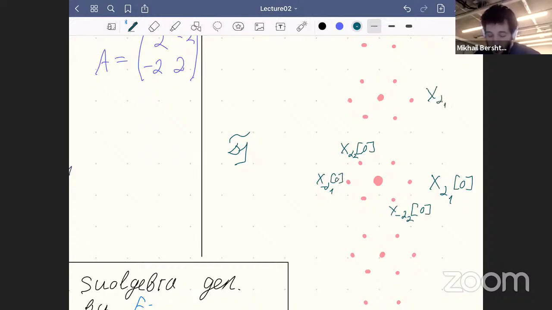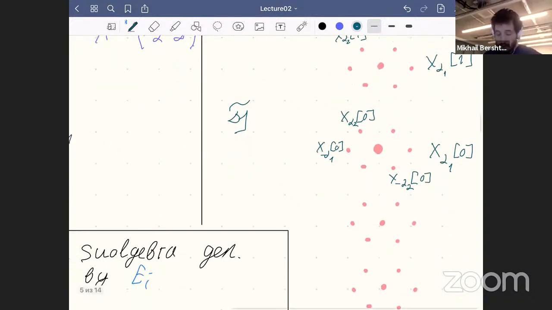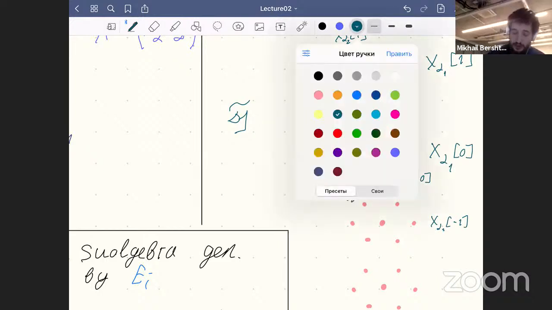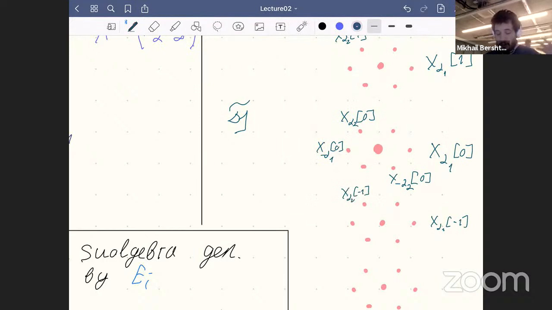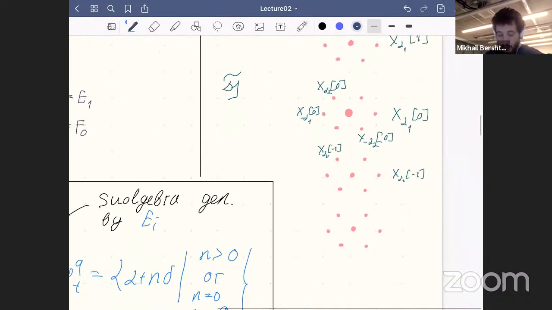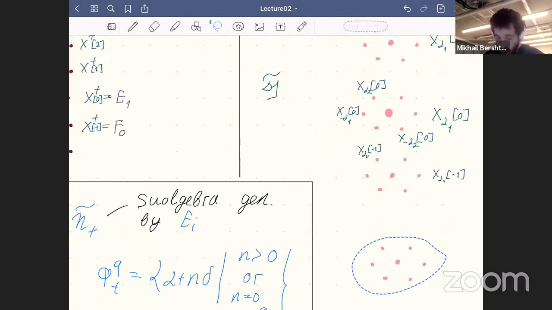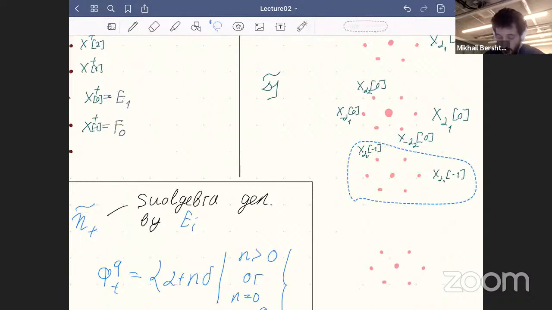Since I draw them in the loop group, at this zeroth level I draw 0 everywhere. This will be the first level, so X alpha 1, 1. This is minus 1, X alpha 1, and so on. And now I want to relate these generators to the Chevalley generators, which I at least promised you before. Maybe I need more space. I move these levels a bit lower.